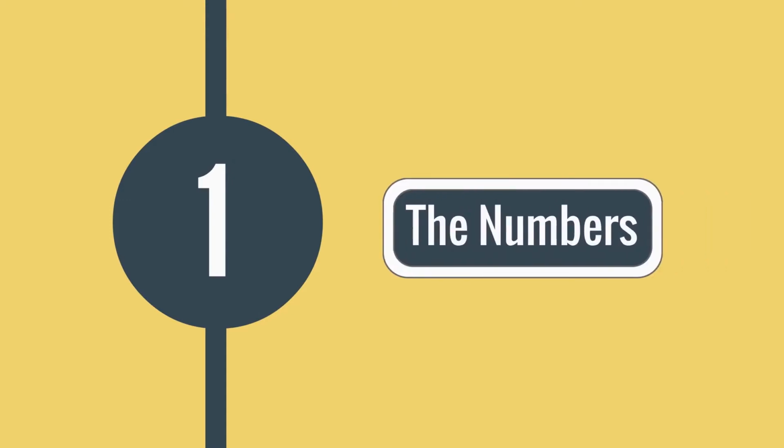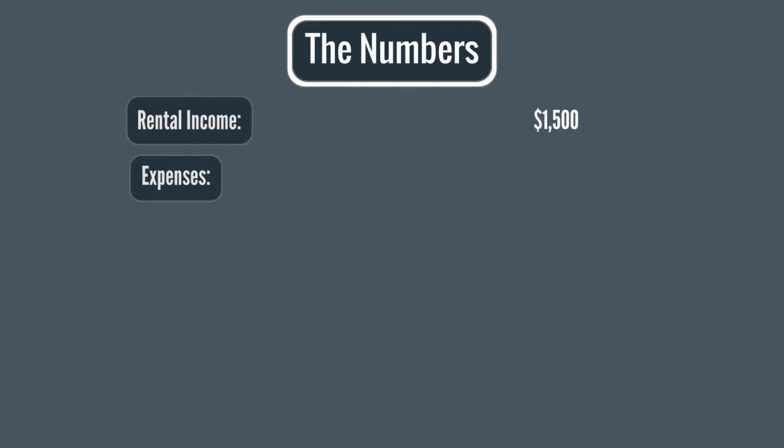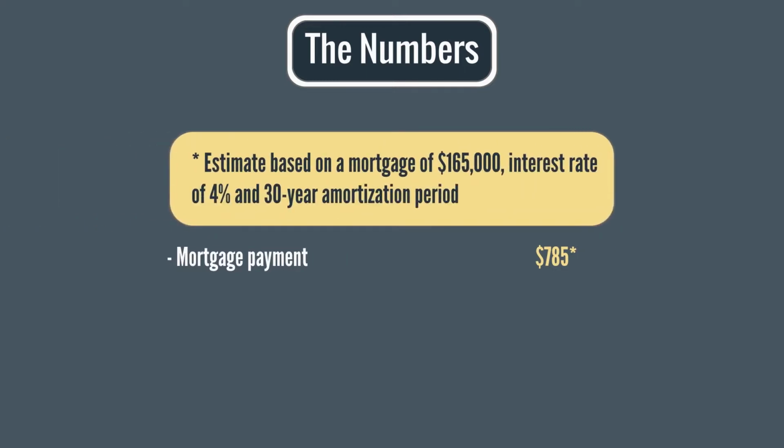The numbers. Let's begin with reviewing an income statement for the expected revenue and expenses of an example rental property in Florida. Rental income. Expenses. Insurance. Mortgage payment. Estimated based on a mortgage of $165,000, interest rate of 4%, and 30-year amortization period.